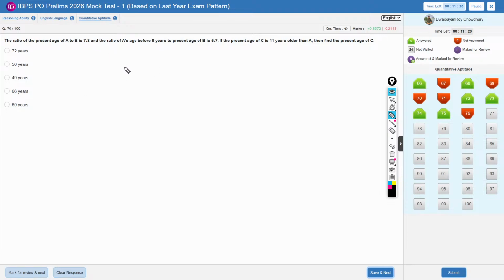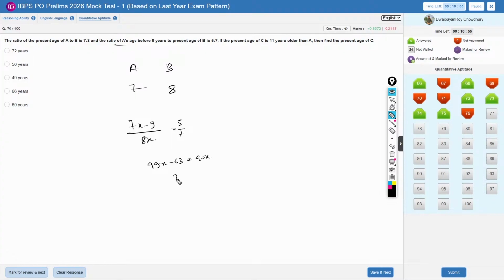The ratio of the present age of A to B is this. So A to B is 7 to 8, and the ratio of A before 9 years and present age of B is 7x minus 9 upon 8x is 5 to 7. So 49x minus 63, 40x, x is 7. C is 11 years older than A. So 49 plus 11, 60.